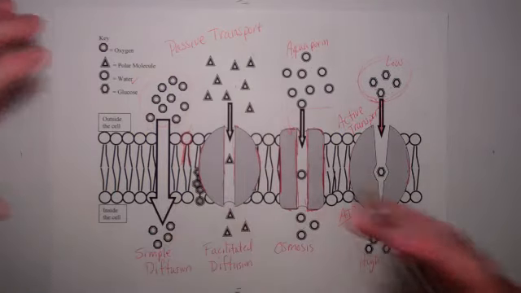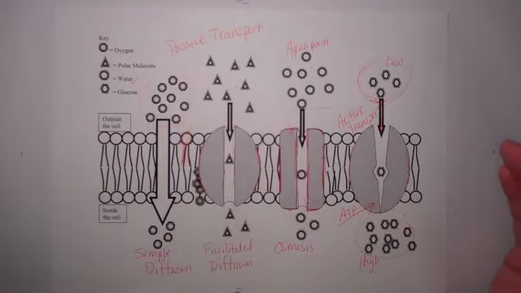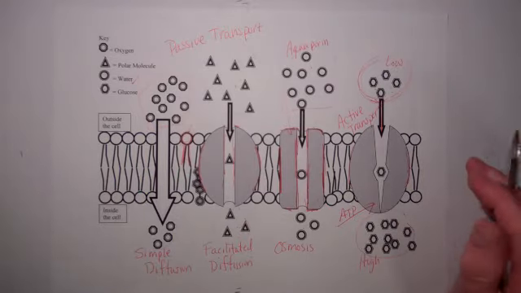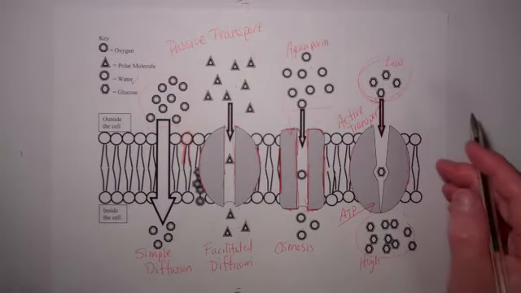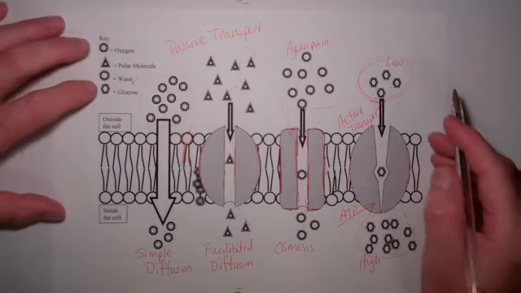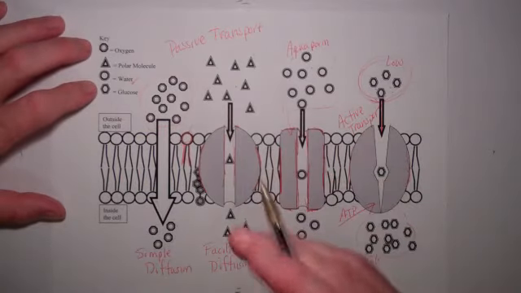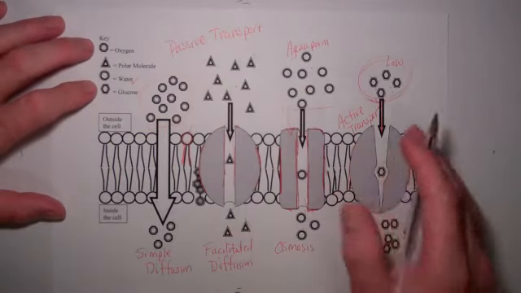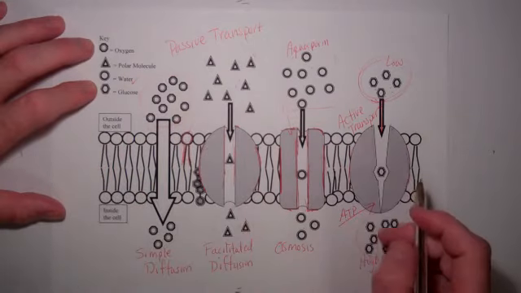If the cell wants to take in a large amount of material, like food, or a large amount of liquid that's outside the cell, we have another process that involves the membrane, and that's called endocytosis. And there will be a separate lecture for this particular piece.